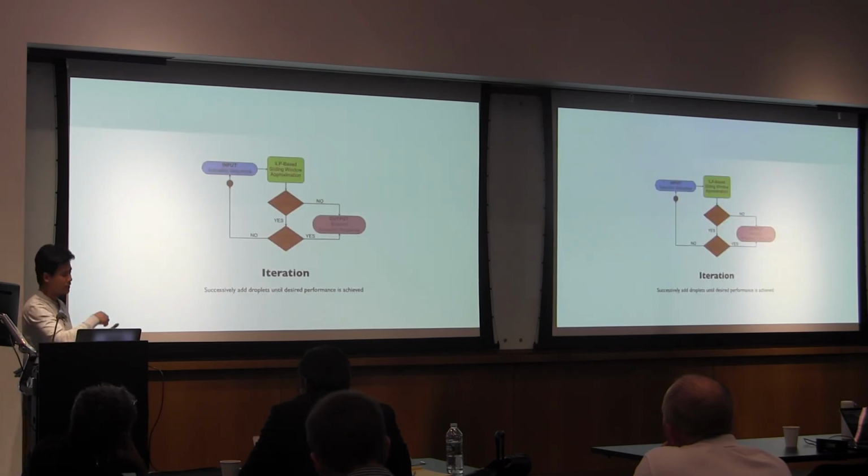And then you can just iterate through this, so you can just keep adding indicator droplets until you get a satisfactory level of tamper resistance.